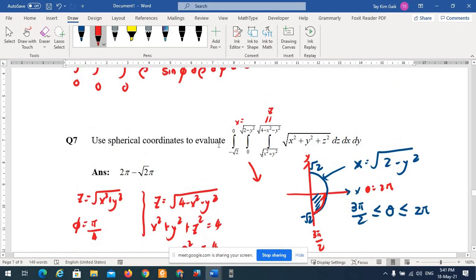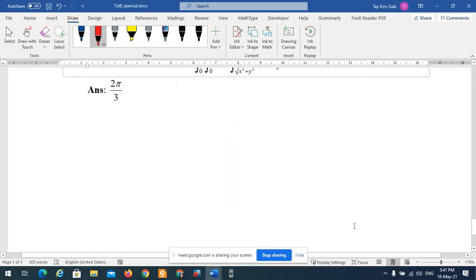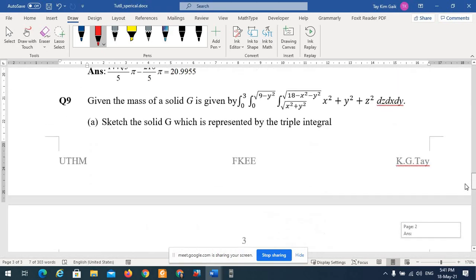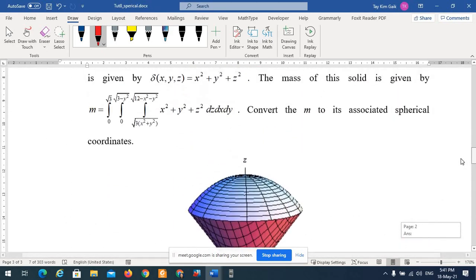Do you have anything to ask about question 7 here? I just show you up to the limits. Later on you have to integrate by yourself. So question 7, any problem? Anyone want to ask? Got it. Yeah.